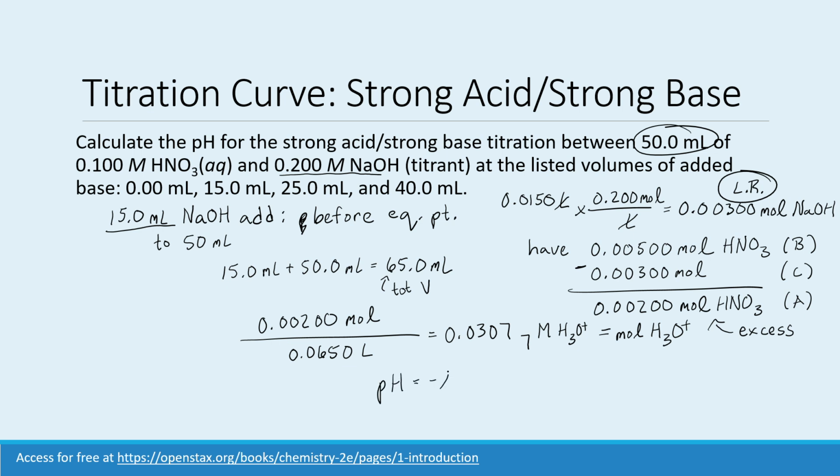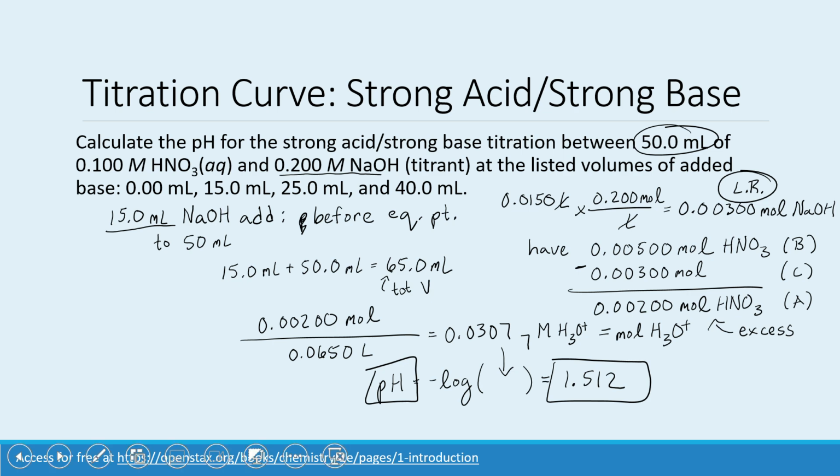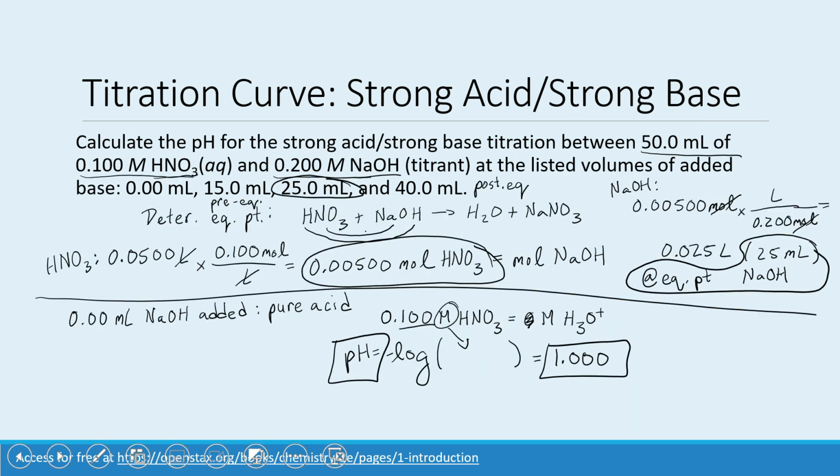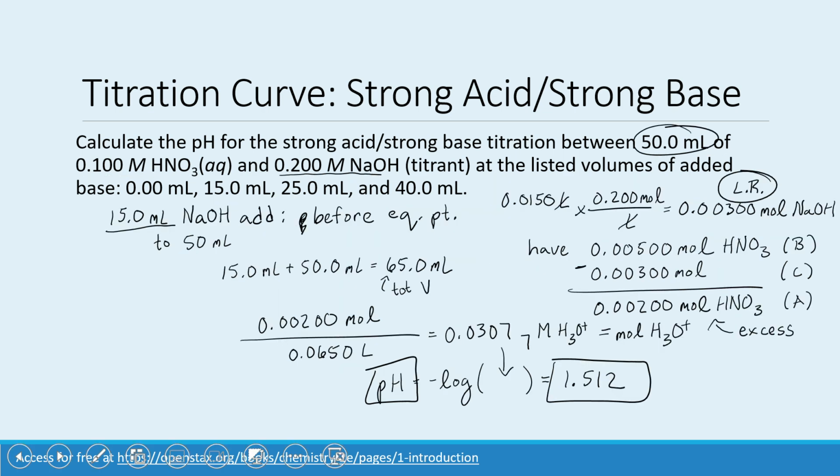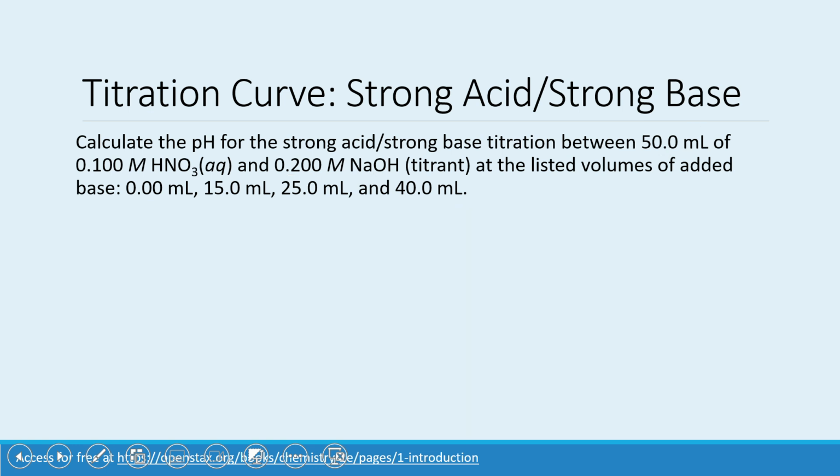And so the last step, of course, is to take the pH, which is the negative log of that concentration of hydronium ions. 3 significant figures, so we'll go 3 decimal places out, and you get 1.512. Looking back at the previous example, starting out at 0 milliliters, we were at a pH of 1, and now we've increased to 1.5. So we've gotten slightly more basic.